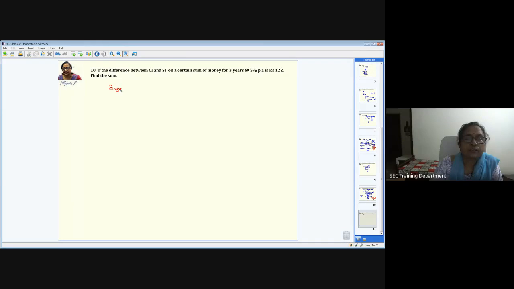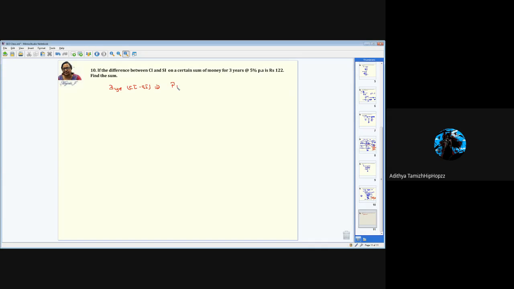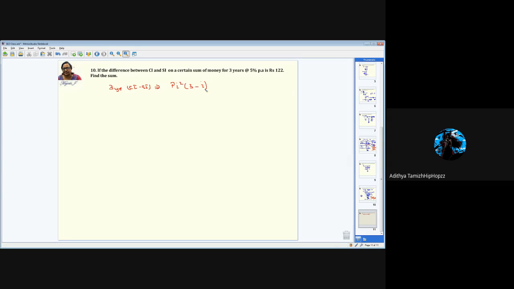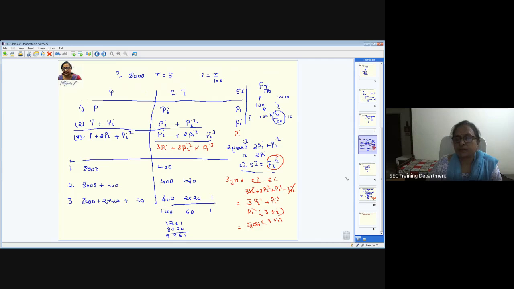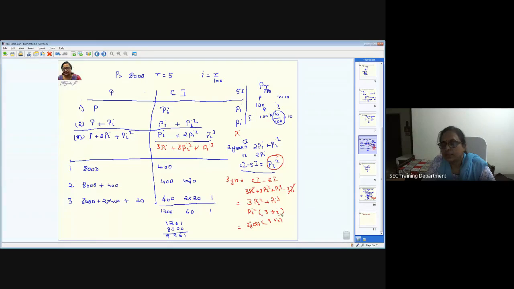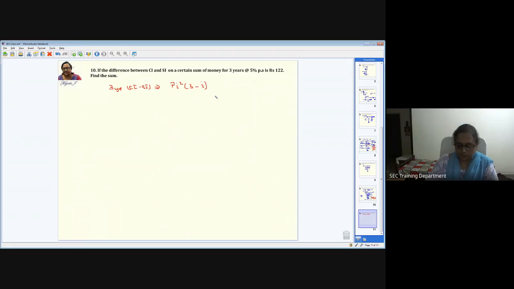For 3 years, when you go for the difference of simple interest and compound interest, what is the formula? PI square into 3 minus or plus. Plus. Minus. Let me show you. This is what we did. Plus, sorry. Plus. Is it plus or minus? It's a plus only. Right. So this is the formula. PI square into 3 plus I. I made it.